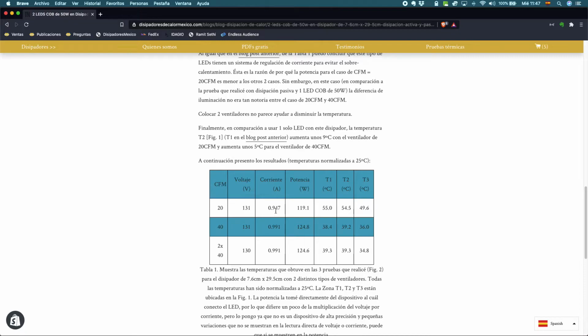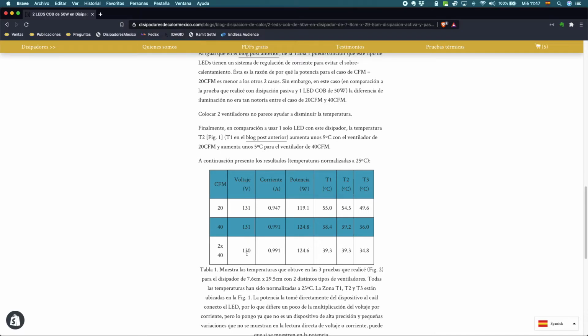it is very likely that at an ambient temperature of 25 degrees centigrade, the power consumption will actually be lower because the temperature of the LED will be higher. So in this case, a 20 CFM fan is not recommended. The minimum possible recommendation is a 40 CFM fan.